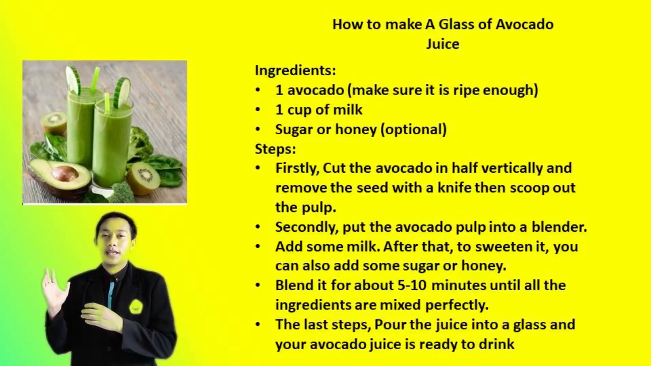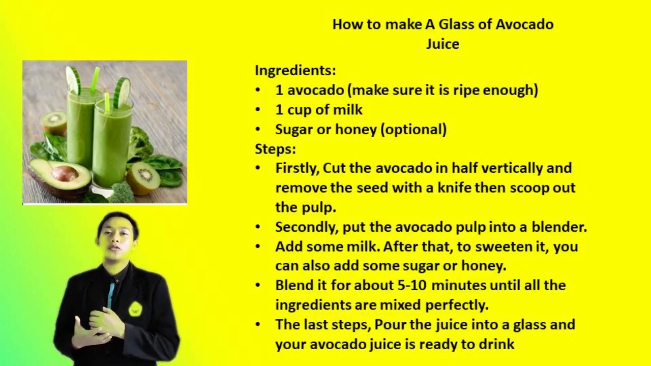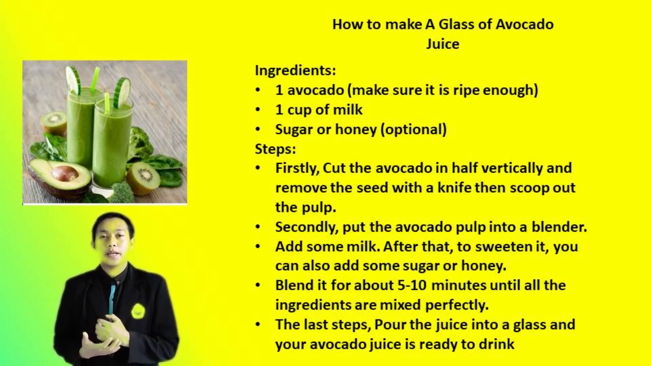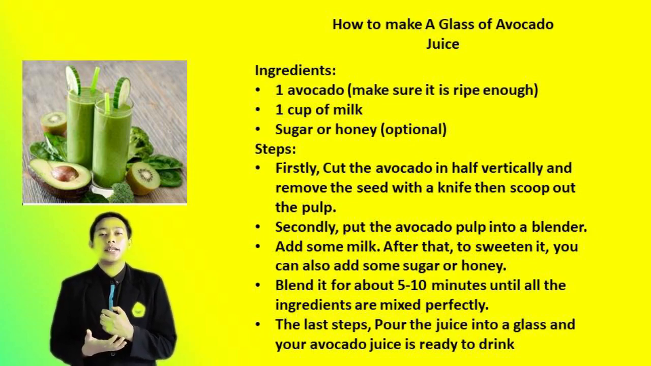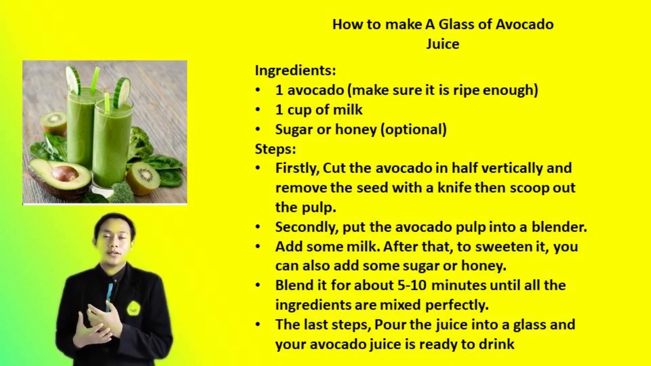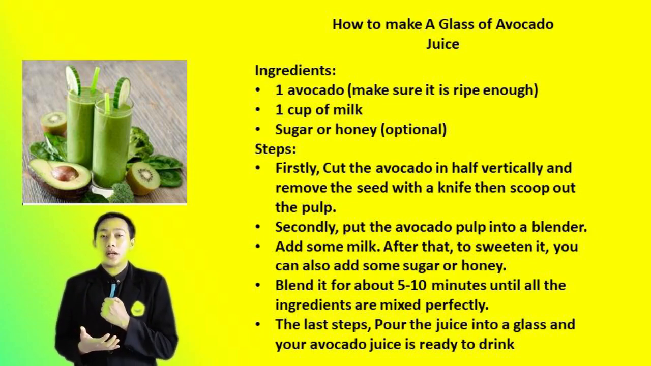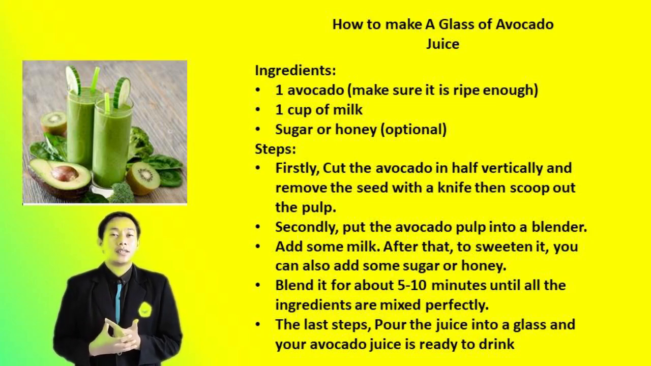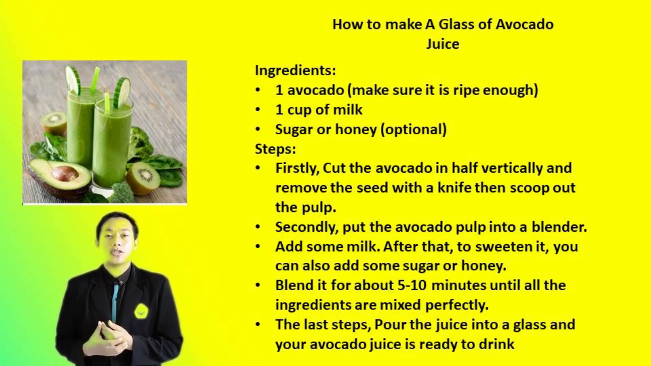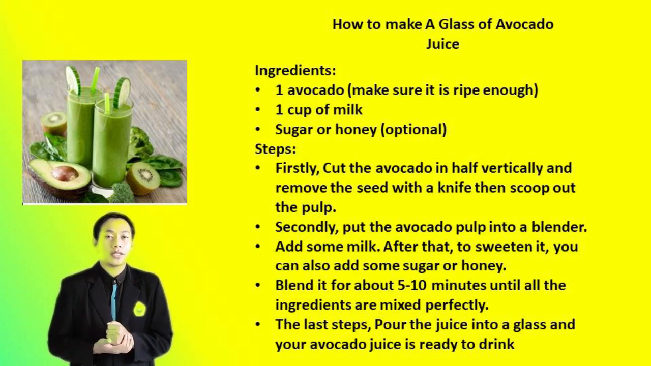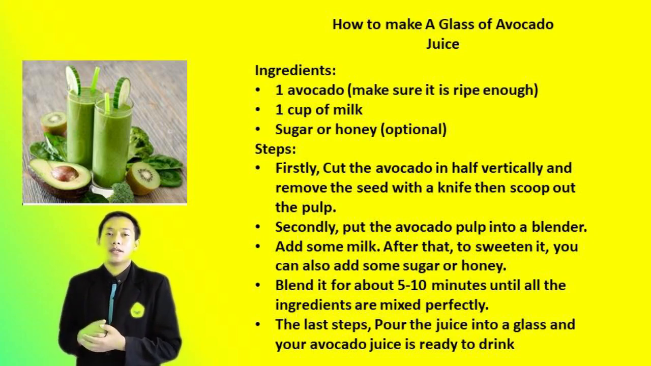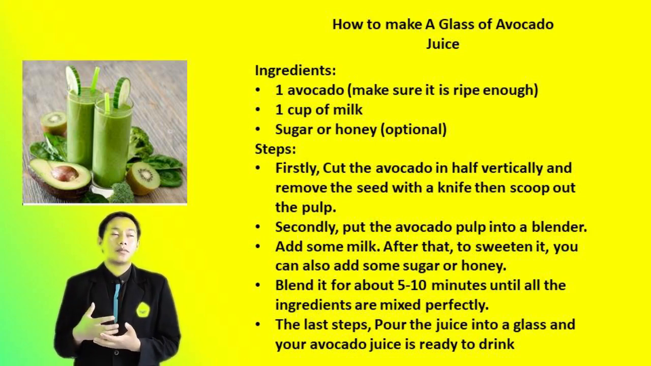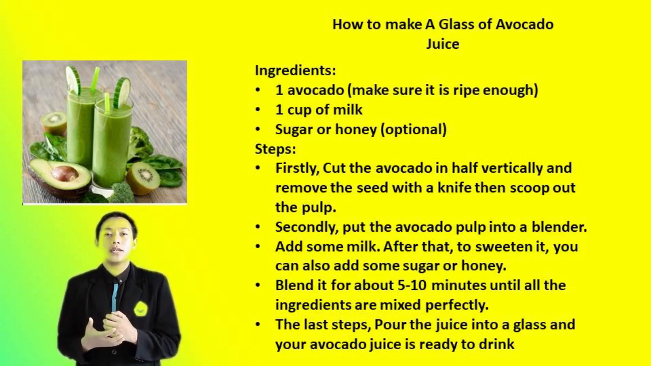Okay, let's see the examples. The example is how to make a glass of avocado juice. Okay, if you want to make avocado juice, you need the ingredients: of course avocado, and the second is a cup of milk, and the third is sugar or honey. This is optional. So how are the steps? How do you make this avocado juice according to the procedure?